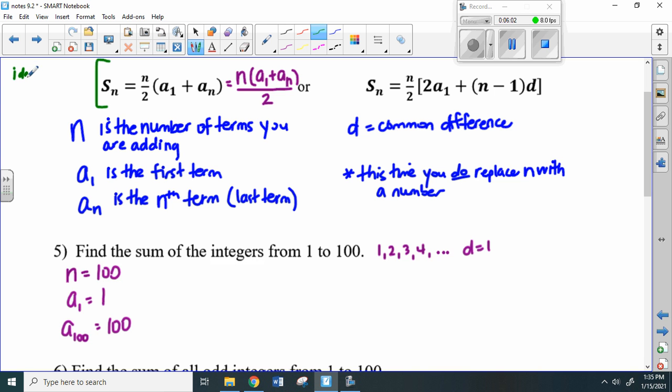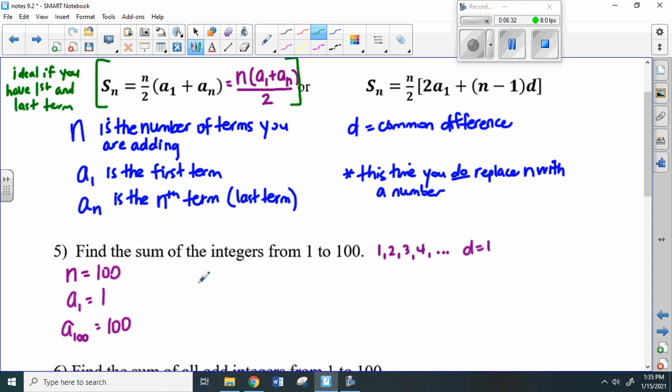So this is ideal if you have the first and last term. If you don't actually know the last term, then you're going to have to use the second formula, which we'll see. I have an example of that in a few minutes.